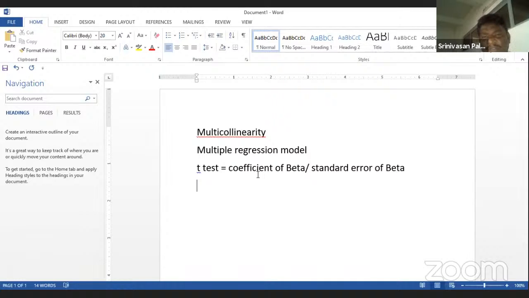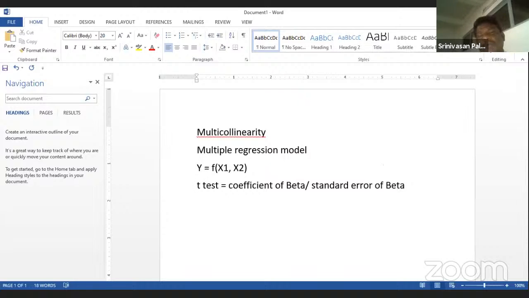The formula for the t-test is the coefficient of beta divided by the standard error of beta. Now I told you this, the right hand side variable. Let's say y is a function of x1 and x2. Let me write here: Y is a function of x1 comma x2. When x1 and x2 are correlated, what will happen? This leads to an increase in the standard error of beta. It may lead to an increase in the standard error of either x1 or x2.